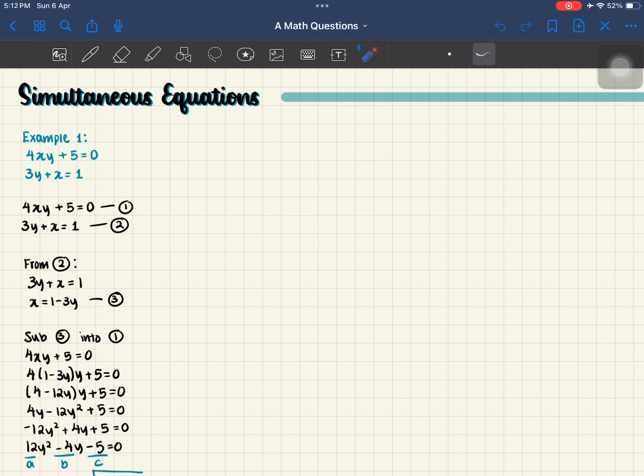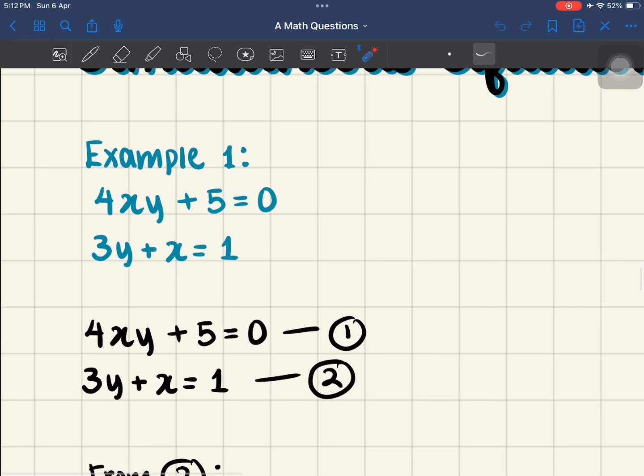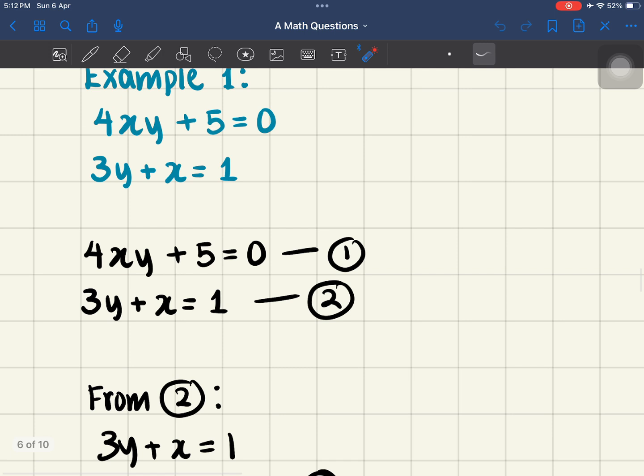Today we are going to look at how to solve simultaneous equations. So this is the example that we have. These are the equations that we want to solve for the values of x and y. So first, you should rewrite the equations and then number them as equation 1 and equation 2.